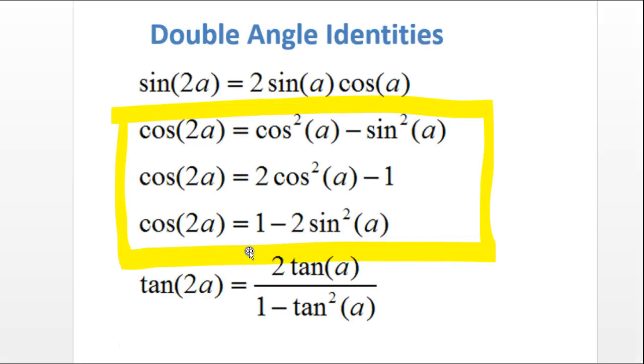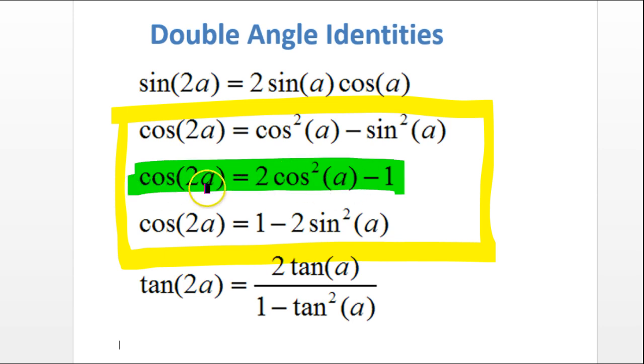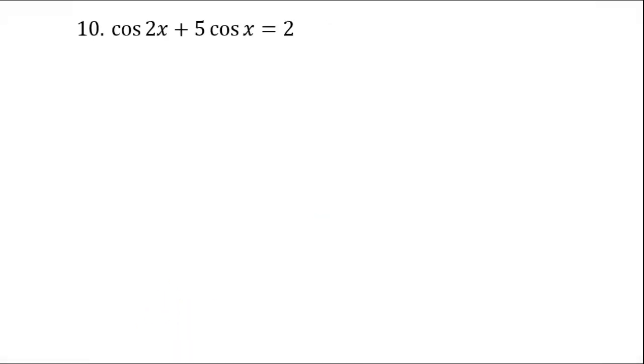So let me glance at it again. And so it looks like the middle version is the one that we're going to want, because this is the version that will give us cosine. Okay, so cosine 2x is equal to 2 cosine squared x minus 1. So I'm going to take cosine 2x and replace it with 2 cosine squared x minus 1. Now I'm just going to bring down the rest of it.